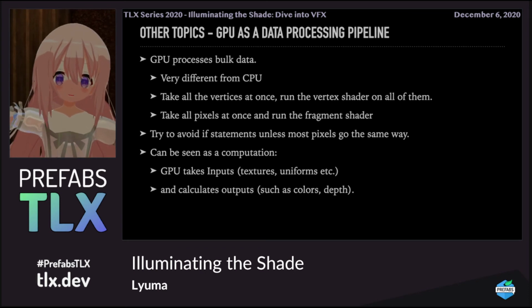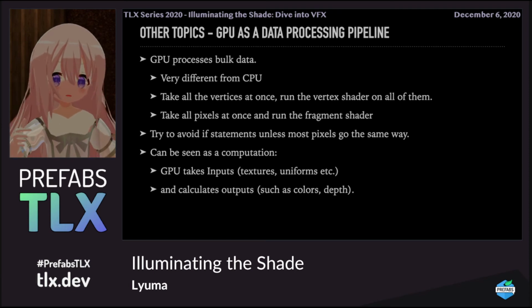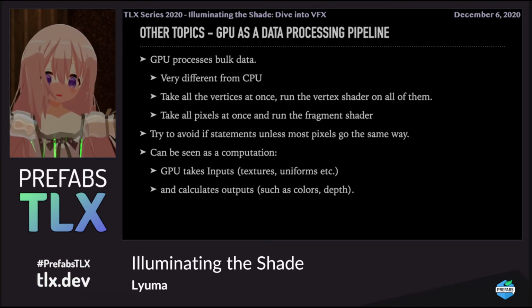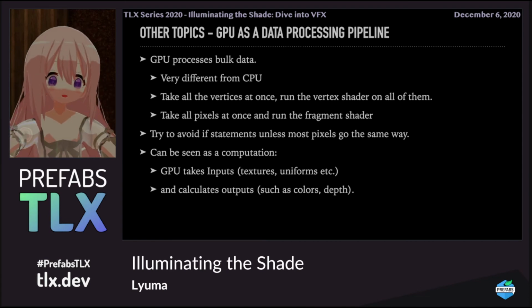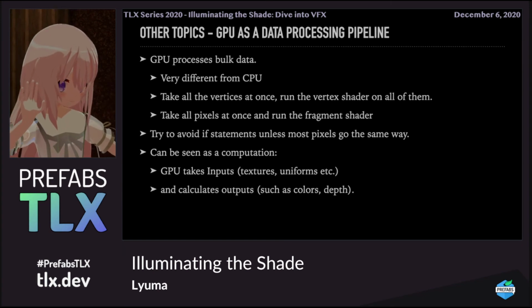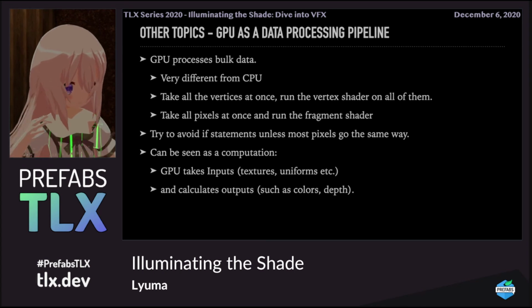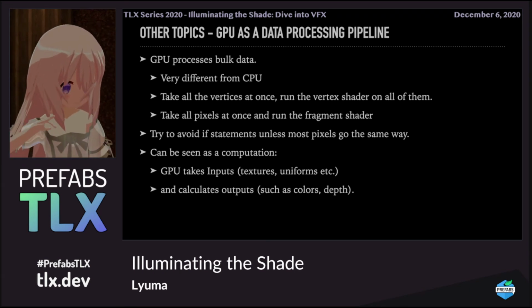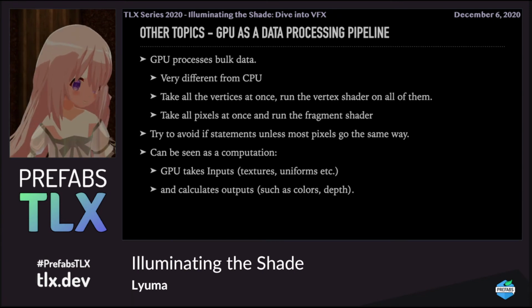So instead of a CPU which runs one line of code at a time, the GPU is designed to take 1,000 pixels at once, or probably 32 by 32 or whatever block size, and process them all at the same time. So it's designed to do a lot of stuff of the same type at the same time. For example, you might want to take all your vertices at once and run the vertex shader on all of them, or take all the pixels at once and run the fragment shader on all of them.